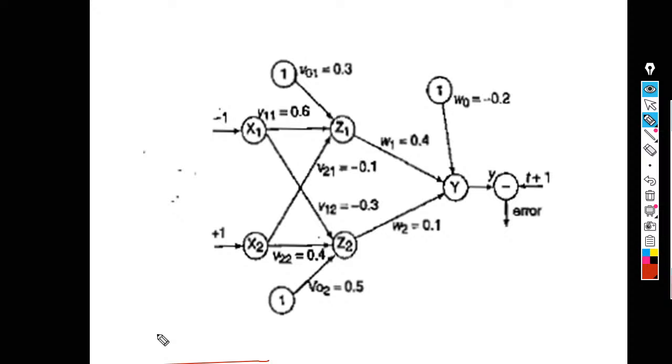Now suppose we want to write with respect to z1. First we will write with respect to z1, then with respect to z2. We will focus on this z1 unit. What are the different inputs coming to this z1? Here v01 is coming, v11 is coming, and then v21 is coming. So we can note these down: v11, then v21, and then v01.